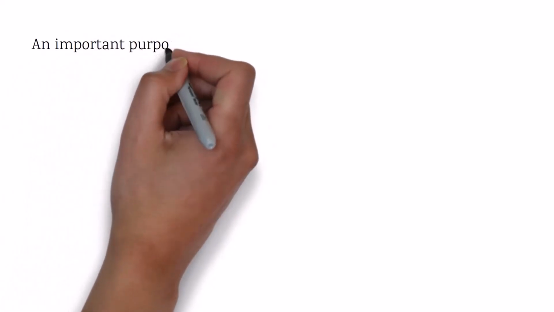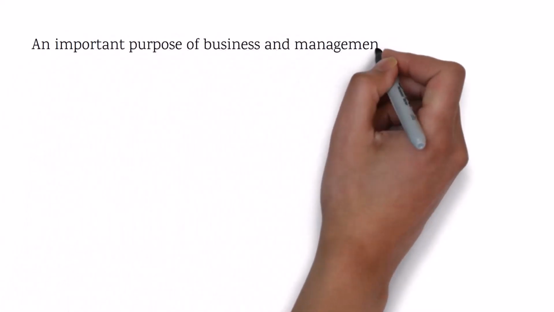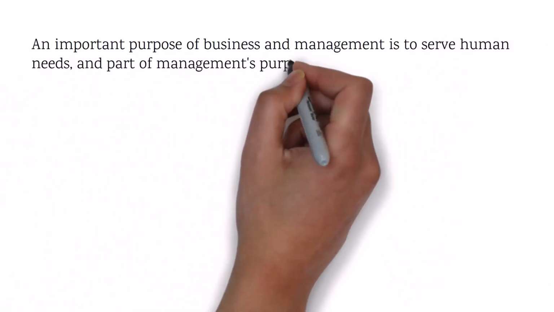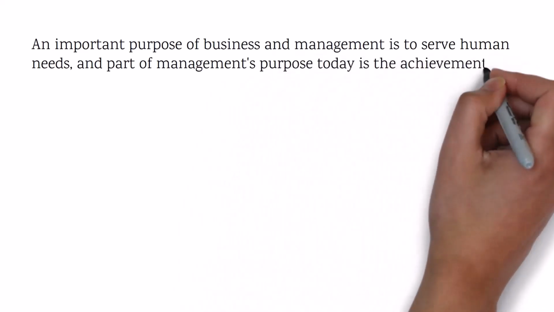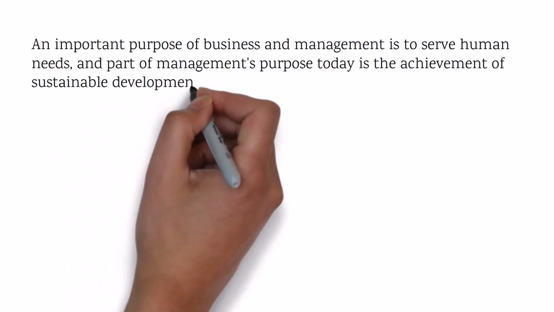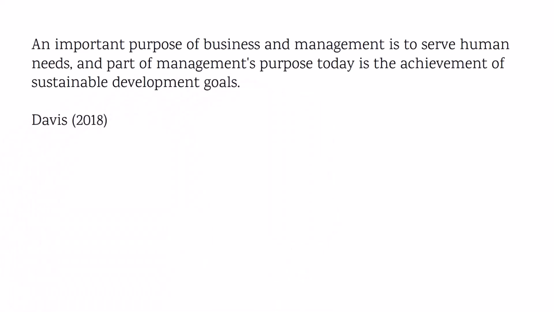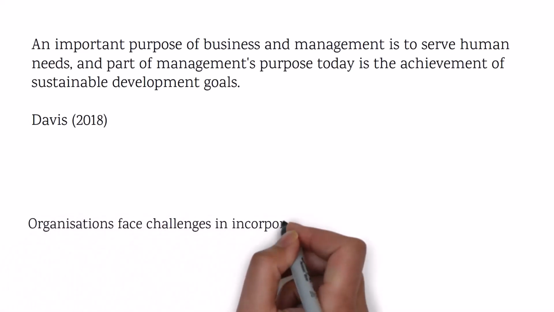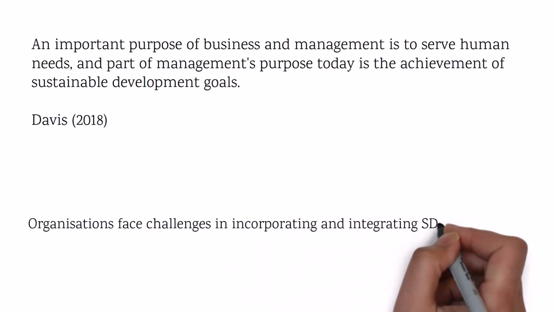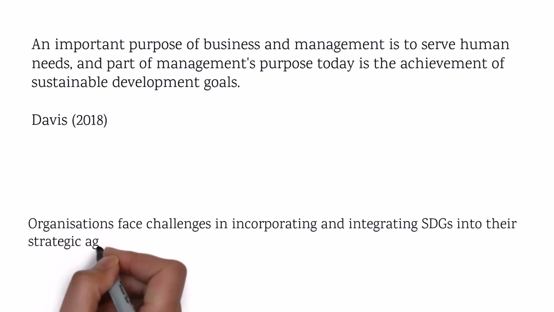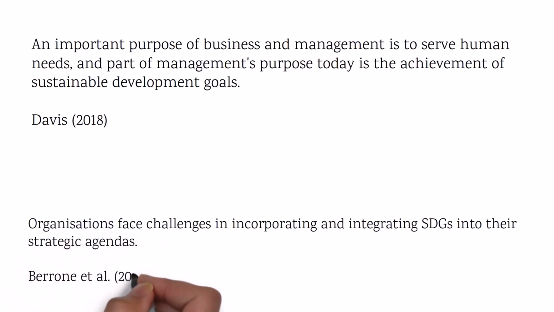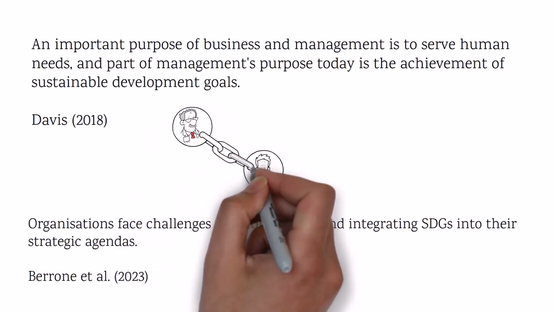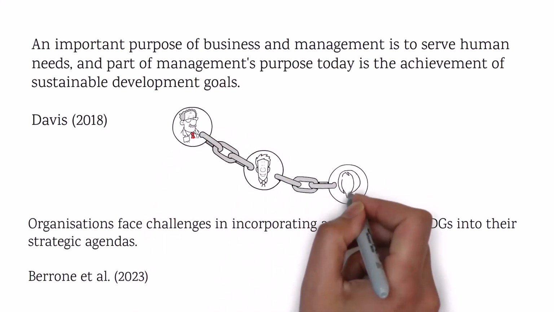It was suggested by Davis in 2018 that an important purpose of business and management is to serve human needs, and part of management's purpose today is the achievement of the Sustainable Development Goals. However, Barone et al. in 2023 highlighted that organisations face challenges in incorporating and integrating SDGs into their strategic agendas. And this offers business researchers the opportunity to act as a link between business and the SDGs through their own research.